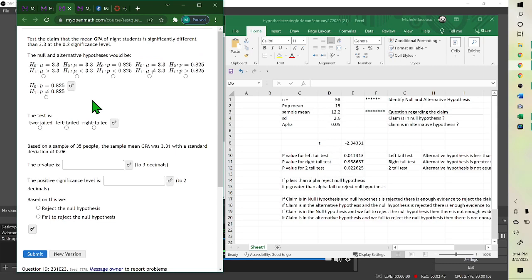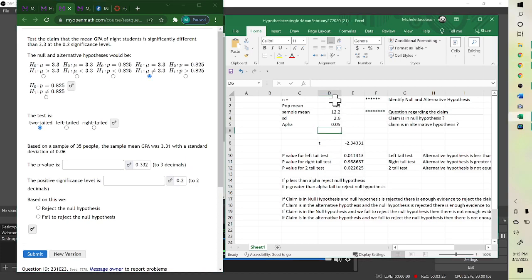For the next one, test the claim that the mean GPA of night students is significantly different than 3.3. So the mean means it's a mu equal to. Significantly different means not equal to. So it wouldn't be this one though, because that's a p. It would be this one because you want the mean. This is a two-tail because not equal to, it's both ends. To find your p-value, we put our values over here.